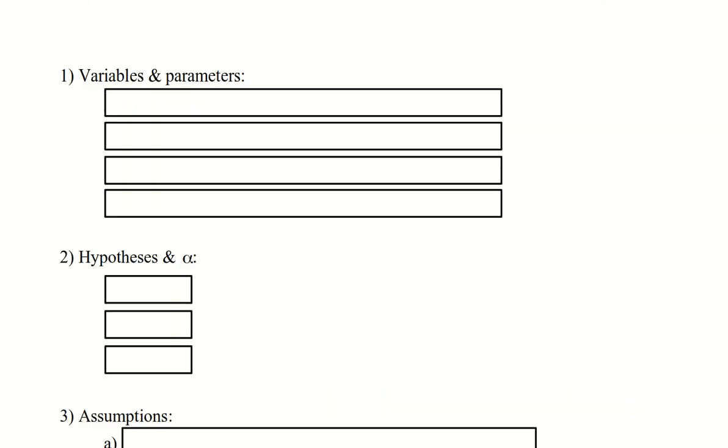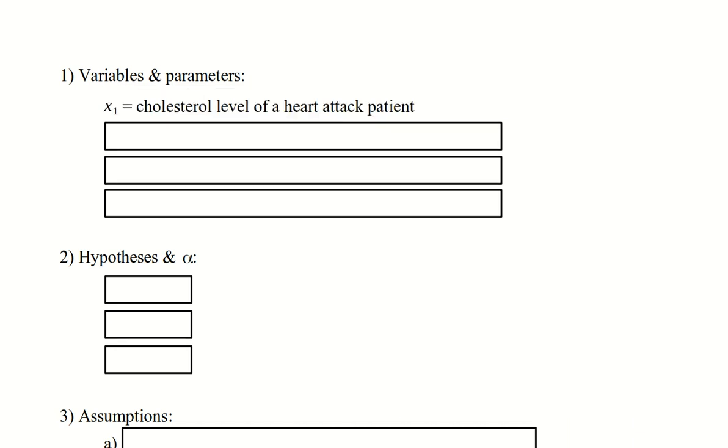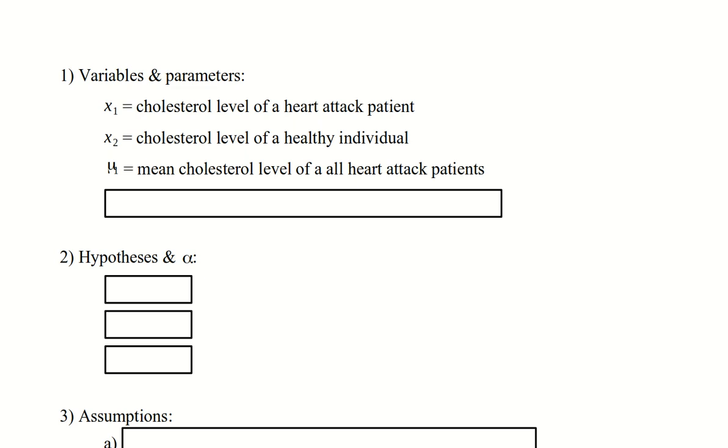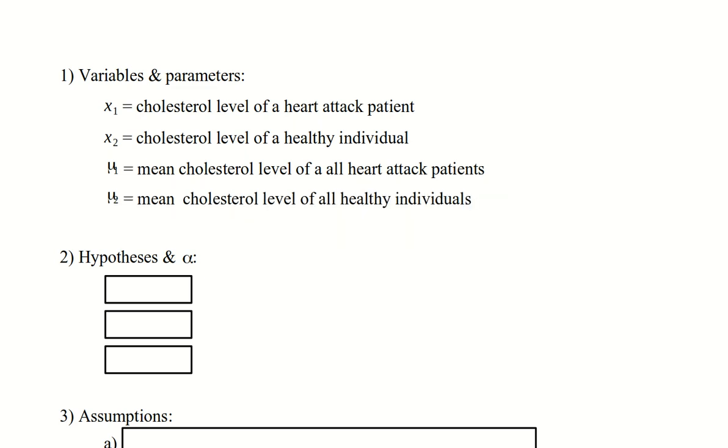Okay, we're on the next page and we're working through the hypothesis test itself. The first thing is the random variables and the parameters. The cholesterol level of a heart attack patient is going to be our random variable x sub 1. X sub 2 is the cholesterol level of healthy individuals. We're doing a t-test. We're talking about population means. So our parameters, remember parameters come from populations, are mu sub 1, the mean cholesterol level of all heart attack patients, and mu sub 2, the mean cholesterol level of all healthy individuals.